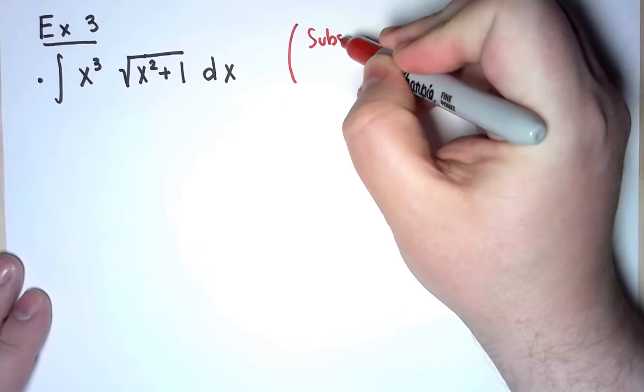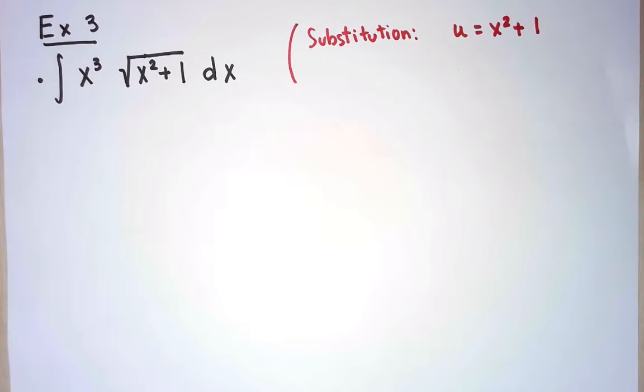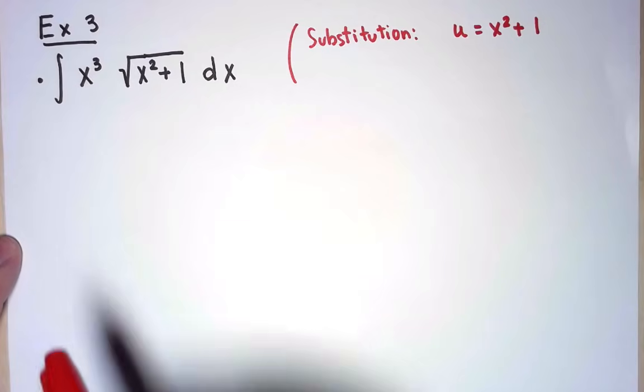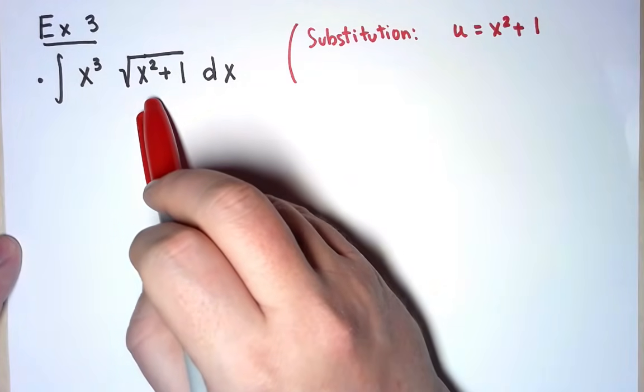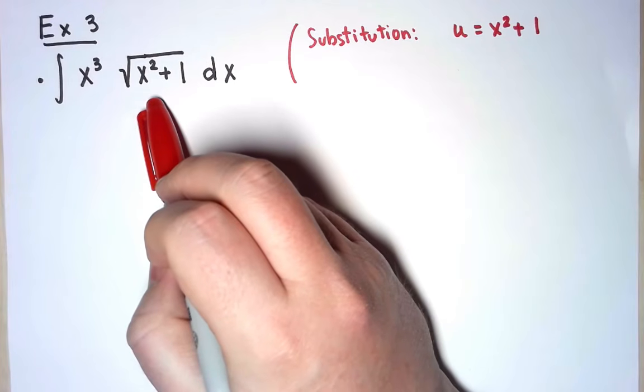Nevertheless, I'm going to try. I will try the substitution u equals x squared plus 1. Why? Well, I don't know if this is going to work, but it's worth a try, because if it works, transforming the thing inside the square root into the variable is bound to simplify the expression and make this integral easier. So let's see if it works. If it doesn't, I will try something else.